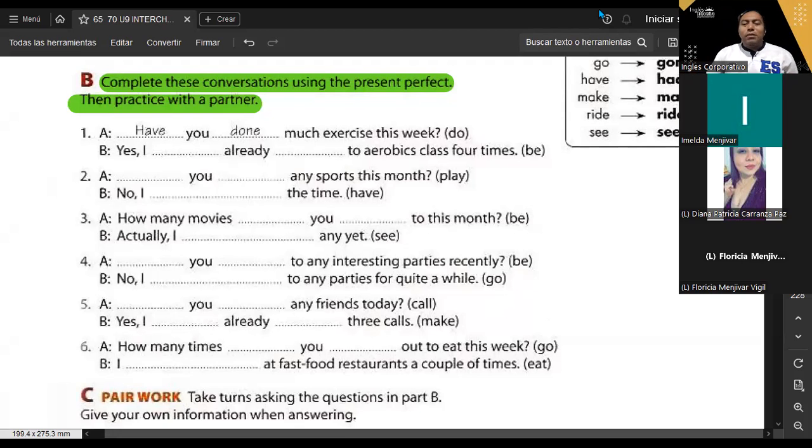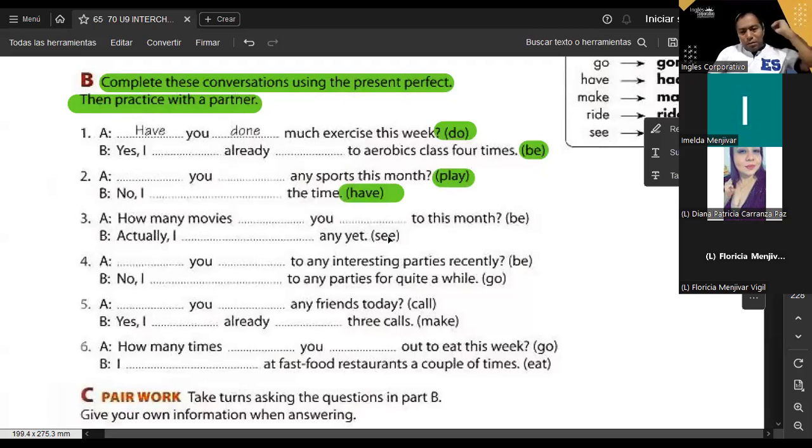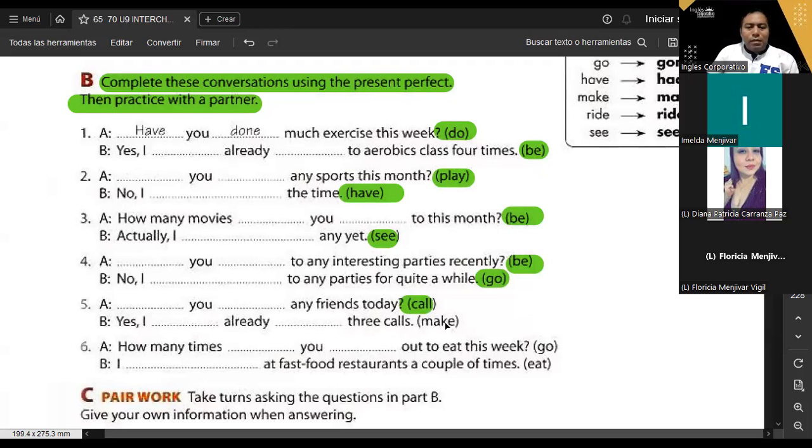So here we are gonna identify the verbs that you have. The verb is do. The other verb is be. The other verb is play. The other verb is have. The other verb is be, verb to be. And the other verb is see. In number four, you have be and you have go. Also you have call and make. And the last one, you have go and you have eat.